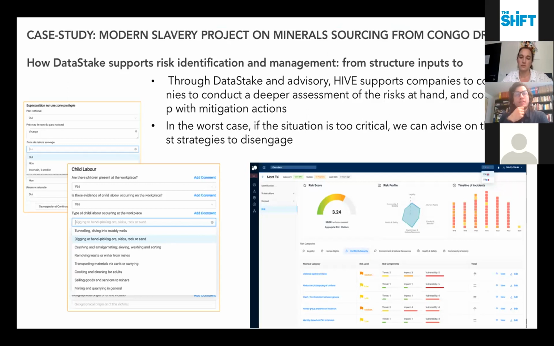So in a nutshell, we developed a tool, DataStake, which is a great tool to carry out due diligence because it has two essential attributes to carry out effective due diligence, and that is scalability across other countries. I gave you Congo as an example. We also work in Colombia and in Burkina Faso, and also across sectors. So this example was mineral sector, but we also work in the agricultural sector and textile sector.